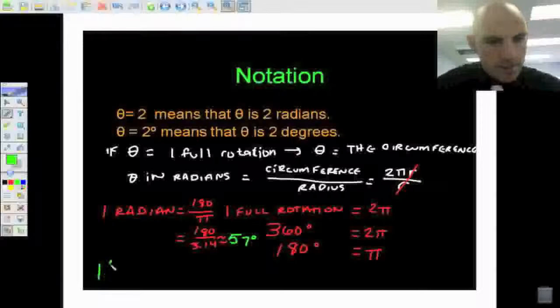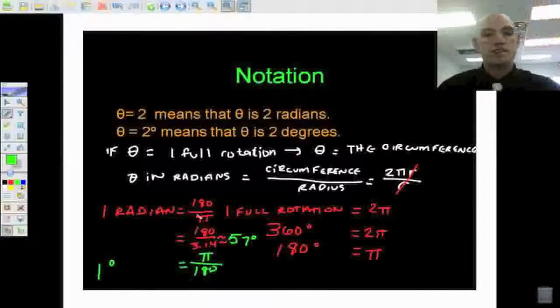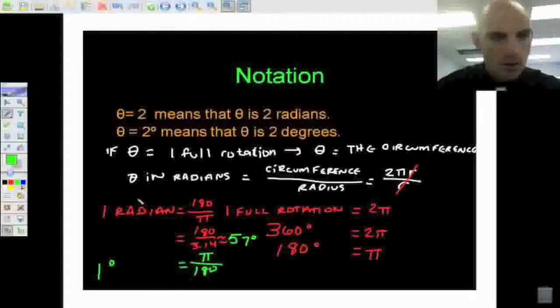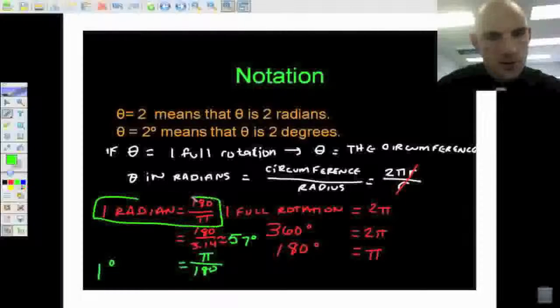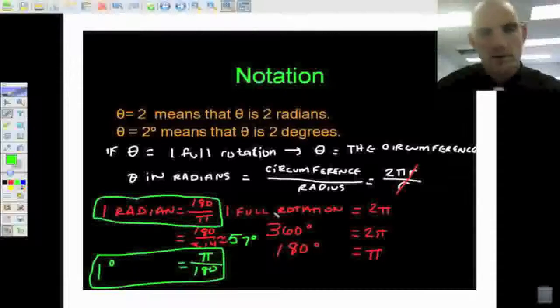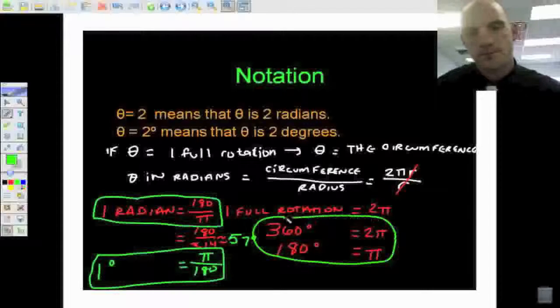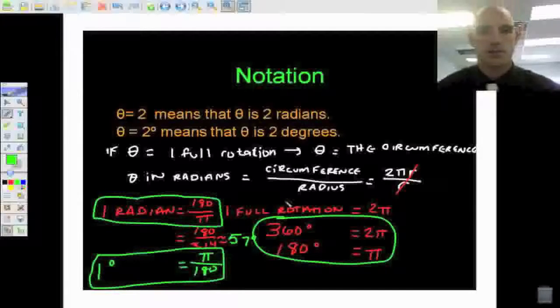1 degree is going to be equal to pi over 180. And so these are the basic things that we're working with. 1 radian is equal to 180 over pi. 1 degree is equal to pi over 180. These are going to be our conversion factors that we're going to use. This stuff here is also very important. So that's the important stuff.